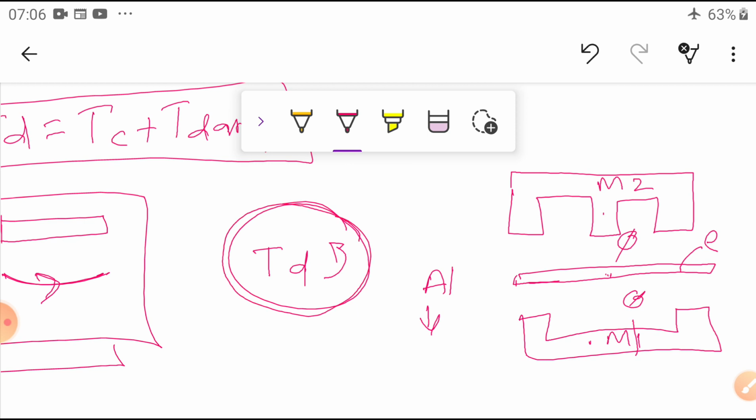Now what will happen? EMF is induced as per Faraday's laws of electromagnetic induction. And since the aluminum disc is a closed path, current will be produced. Due to the current, it also produces its own magnetic field.